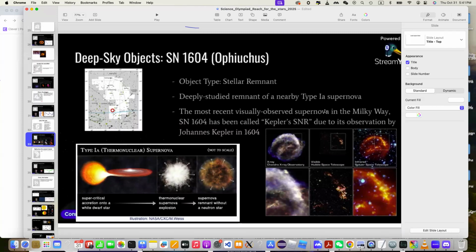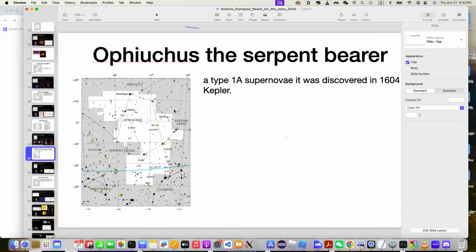It was first observed by Kepler, so that is Kepler's supernova. It was observed in 1604. There's also a telescope named after Kepler, which is used to find exoplanets. So, type 1A supernova.